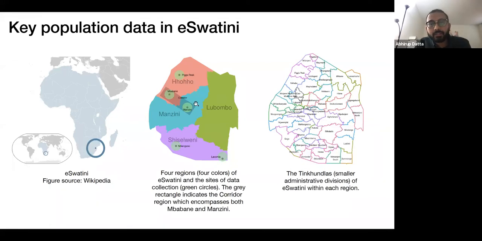And I've marked this gray rectangle here because these 2, Manzini and Mbabane, are bigger urban areas, and they are often referred to together as the corridor. This is important because it dictates some of the data features that I'll be talking about later. And then within each region, there are a lot of smaller administrative divisions, called the tinkhundla. As you can see, each region is subdivided into many tinkhundla.